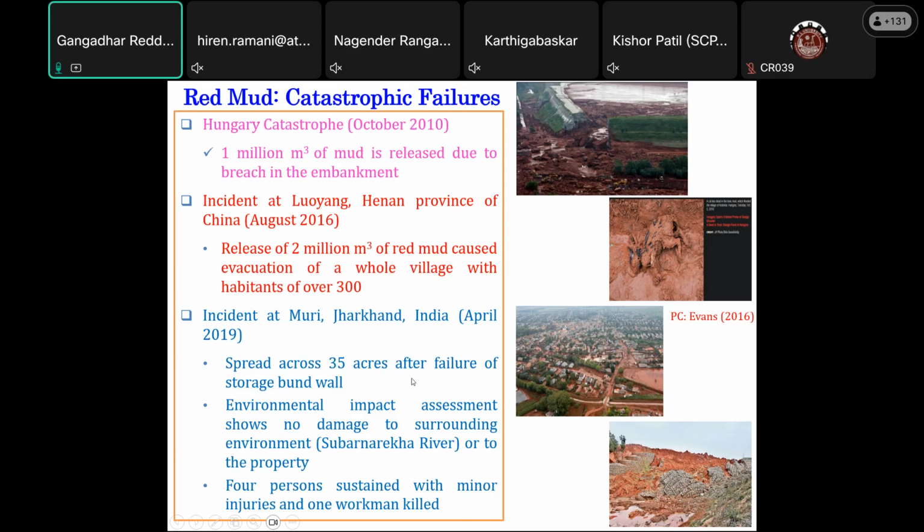It happened in Muri, near Jharkhand, at the Hindalco plant. An impact assessment was conducted, but somehow because of the red mud, they said there was not much damage to the surroundings. However, the major issue with red mud is that it is highly alkaline in nature.